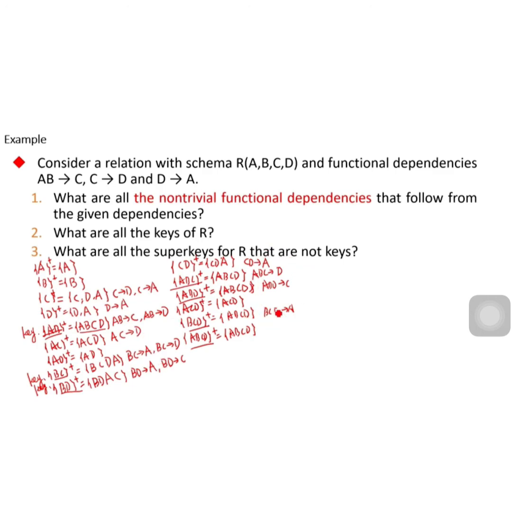Okay, what are all the keys? There are 3 keys. We can find 3 keys: AB, BC, and BD. And what are all the super keys that are not keys? Okay, AB, BC, BD, ABC, ABD, BCD, ABCD are super keys. But these 3 are keys.